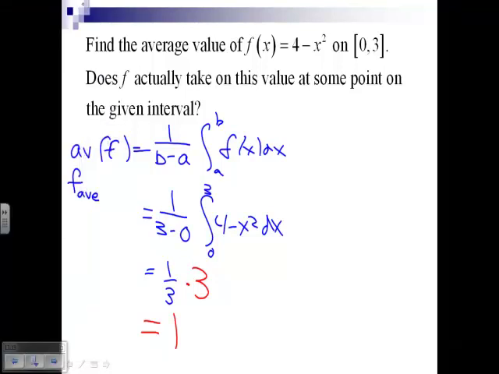All right. Hey, there's a second part to this slide. Does the function actually take on that value on that interval? Is there a place where the function actually is 1 on that interval? Can we find out at what value x that happens? When does 4 minus x squared equal 1?